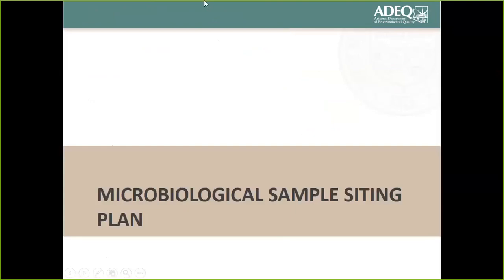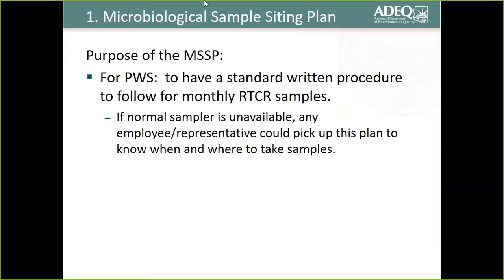The next plan we will require systems to have on site is the revised total coliform microbiological sample siting plan, and this is your monthly total coliform. This is the plan for your monthly total coliform sample. So basically, the purpose of the plan is for you to have a written procedure to follow when you do your monthly coliform samples. But most importantly, if the normal sampler is unavailable and an employee or somebody from the system has to take the sample, they can use the plan. They can just pick up the plan and know exactly when and where to take the samples.